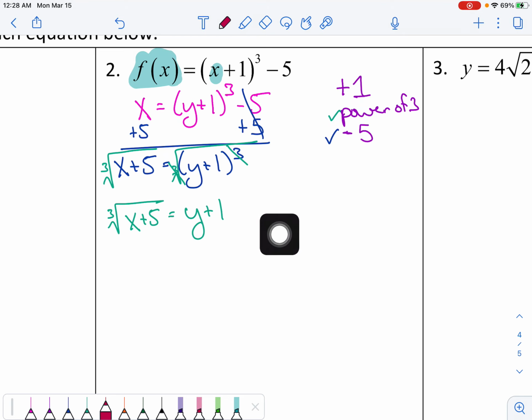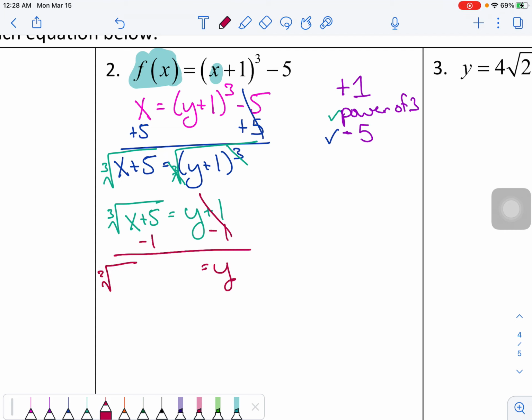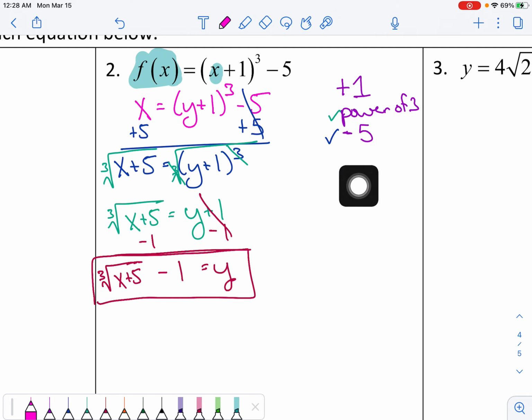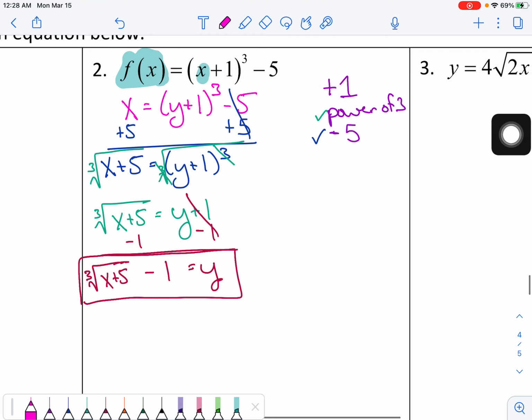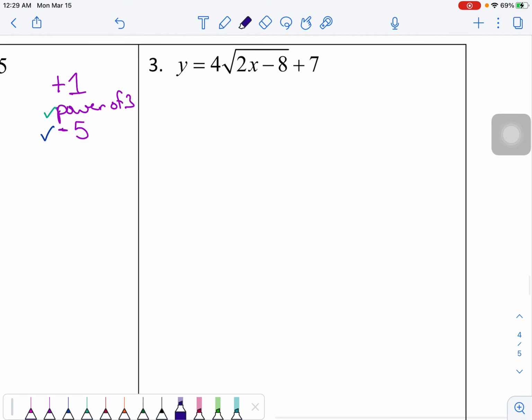The last thing that I have here is a plus 1 attached to y. Well, how do I get rid of plus 1? I'm going to subtract 1. Now, the one thing you want to be careful of with this, so y equals, now this cube root is x plus 5, then separately I have the minus 1. So make sure the cube root ends, and then the minus 1 is its own piece. So this is the final answer for number 2. Now, do you have to write this list off to the side? Absolutely not. If you do this and it helps you, then keep doing it, okay? I'm going to move on to number 3 here.